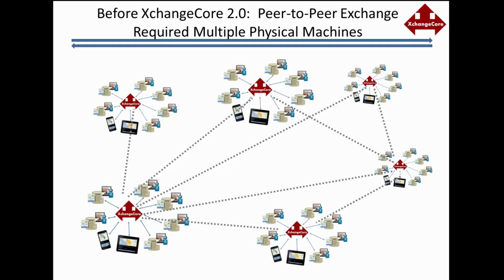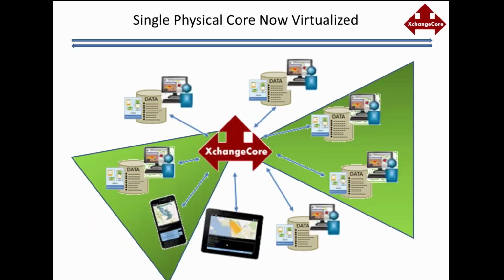and worked very effectively, but as the world has gone virtual, the XchangeCore 2.0, which was largely funded by the Department of Defense in their move to using XchangeCore for situational awareness sharing, this adaptation of the original core design allows us to create virtual cores. So now a single physical core is virtualized. So we still have all those different applications in a hub and spoke format, but now you can begin to group them together in order to create a virtual core.